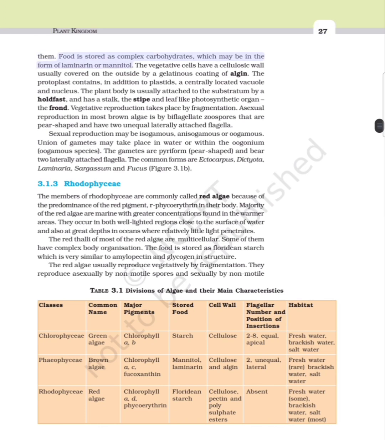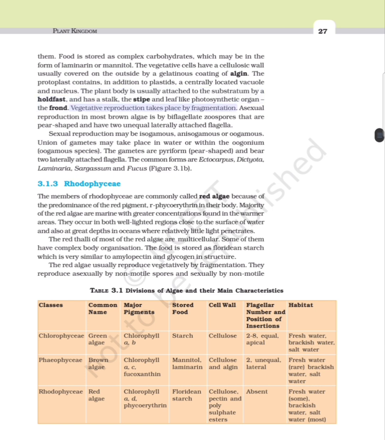Food is stored as complex carbohydrates, which may be in the form of laminarin or mannitol. The vegetative cells have a cellulosic wall usually covered on the outside by a gelatinous coating of algin. The protoplast contains, in addition to plastids, a centrally located vacuole and nucleus. The plant body is usually attached to the substratum by a holdfast, and has a stalk, the stipe, and leaf-like photosynthetic organ, the frond.